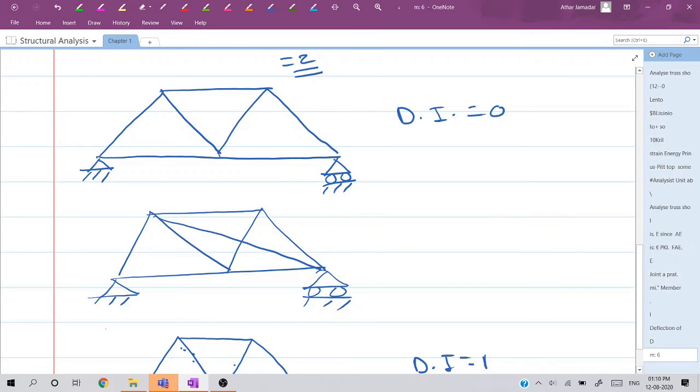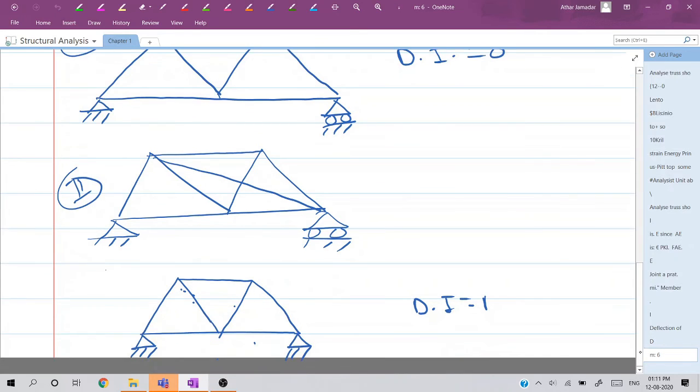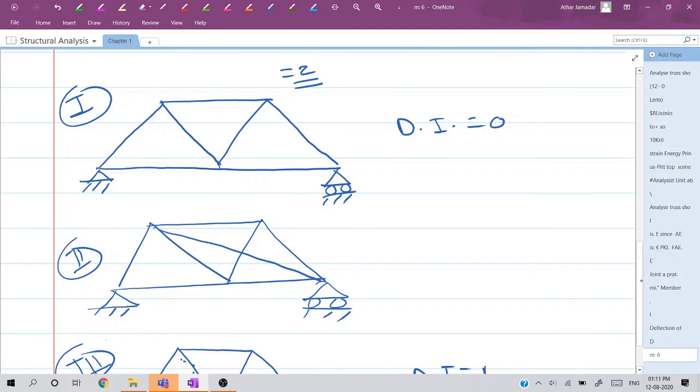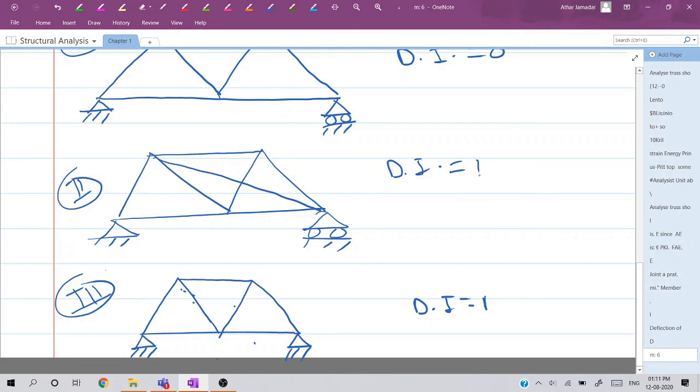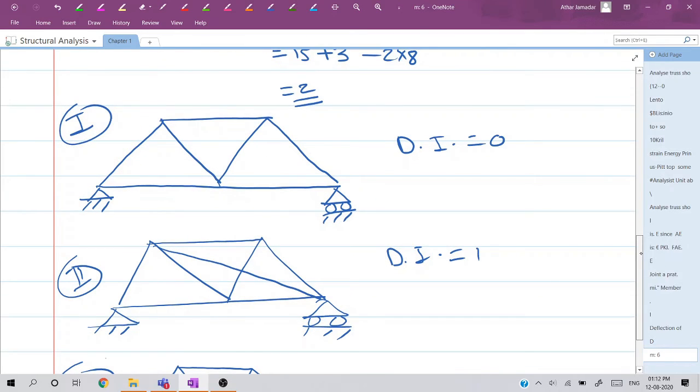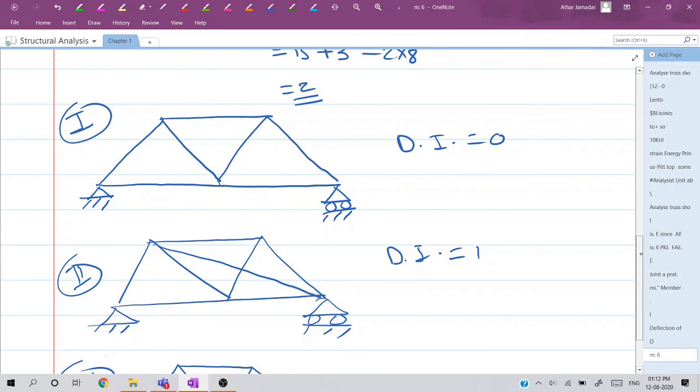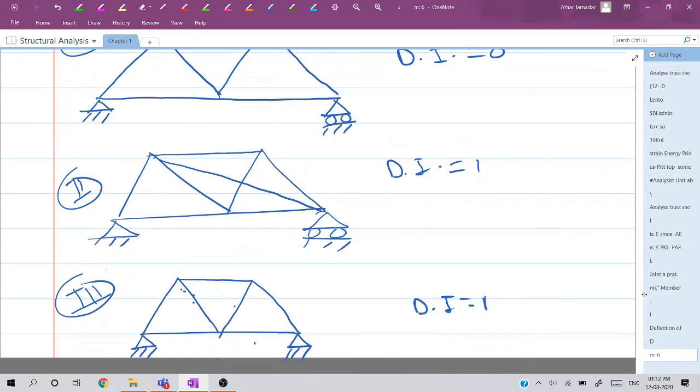For this particular case, this is the first case, this is the second case, and this I will write down as the third case. Okay, in the first case degree of indeterminacy is 0. In this case degree of indeterminacy is equal to 1. Here case number 1 is the case of determinate structure. It is clear to us that case number 1 is a determinate structure. Now case number 2 and case number 3 both are cases of indeterminate structure, and the indeterminacy value is also the same. But what is the difference between case number 2 and case number 3?